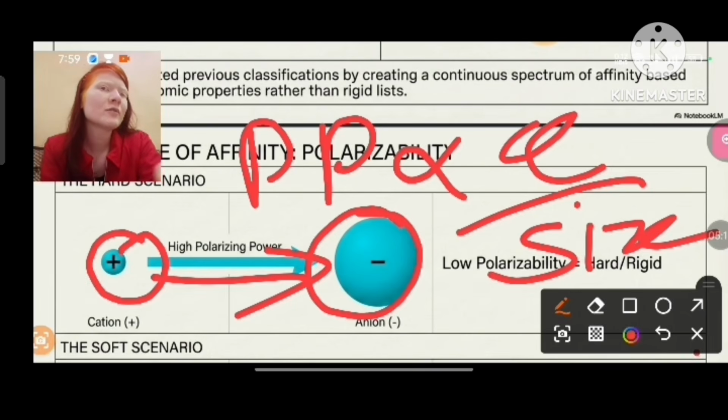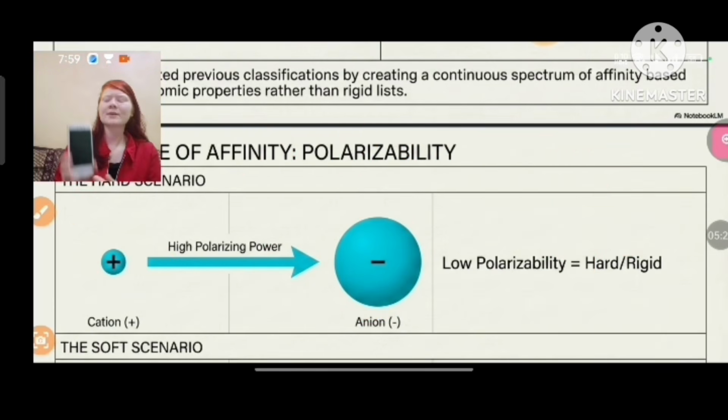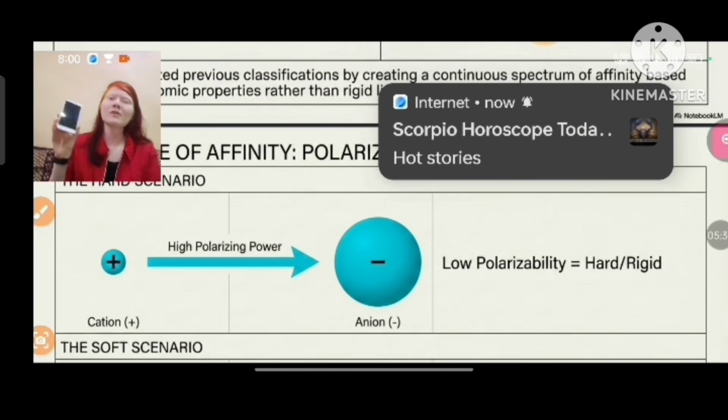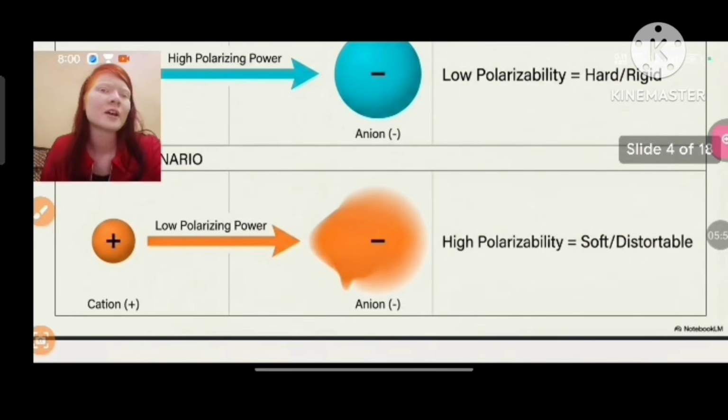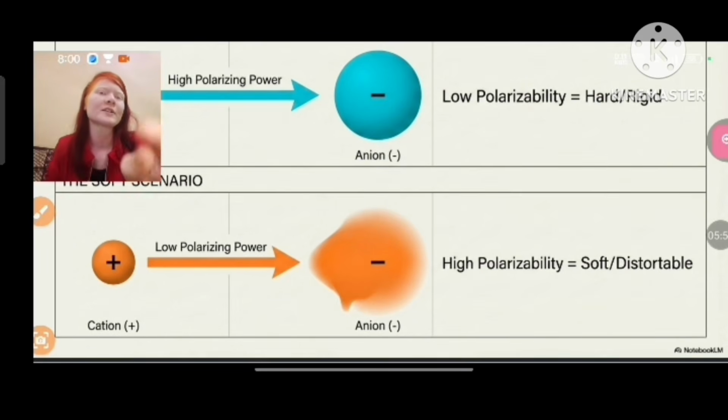Let me make it very simple for you. Suppose your smartphone is the cation and you are the anion. The more notifications, the more you are distorted towards it, the more you are attracted towards it, right? And due to its compact size, you can carry it anywhere. So the more the charge density, the more the polarizing power; the smaller the size, the more the polarizing power.